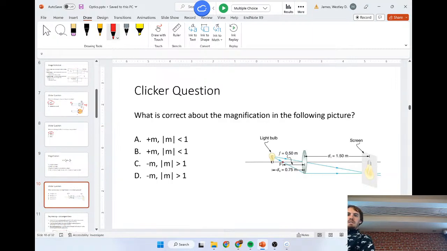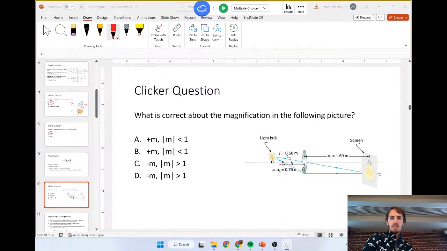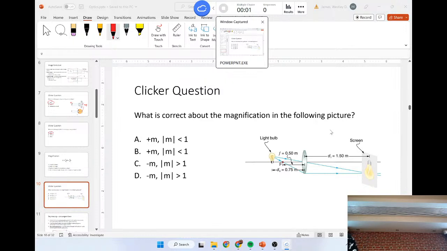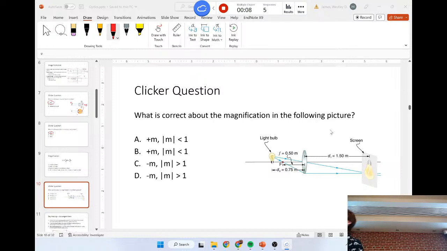Alright. So, what is correct about the magnification in the following image? I have here a light bulb that is 0.75 meters away. Its image, projected on a screen, is 1.5 meters away. And my answers are as follows. Do I have a positive magnification with absolute value n less than 1?